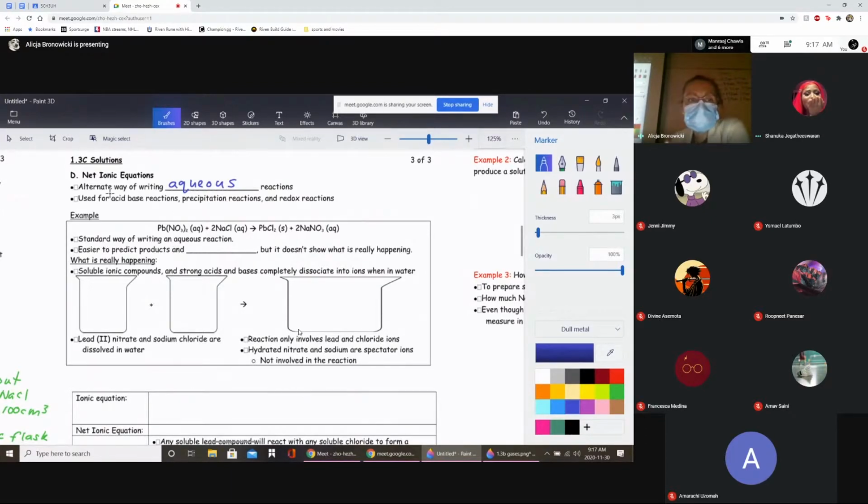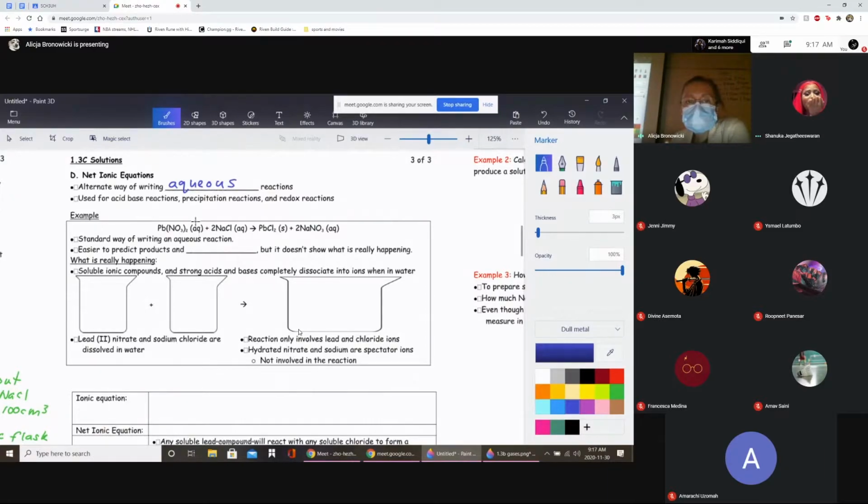You can write acid-base reactions this way, you can write precipitation reactions this way, you can write redox reactions this way. So let's say I have a chemical equation. This is my standard chemical equation. I have lead 2 nitrate plus sodium chloride gives me lead 2 chloride plus sodium nitrate.